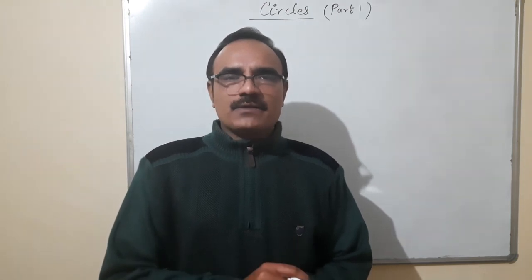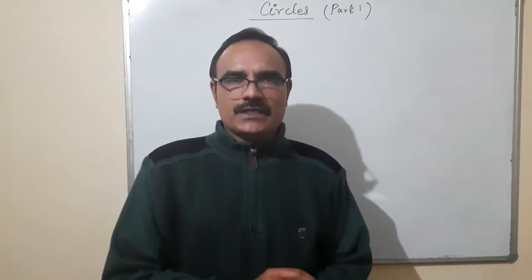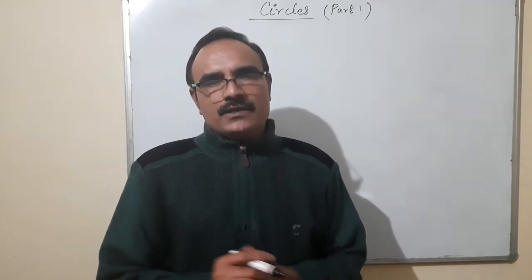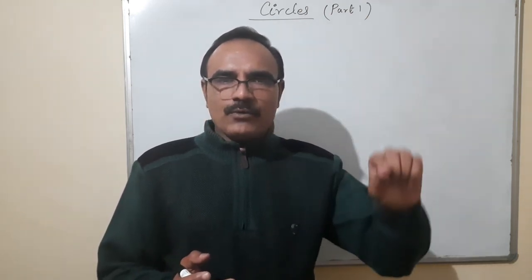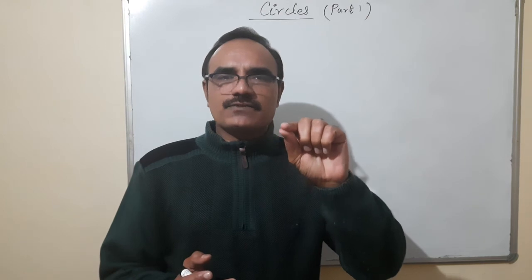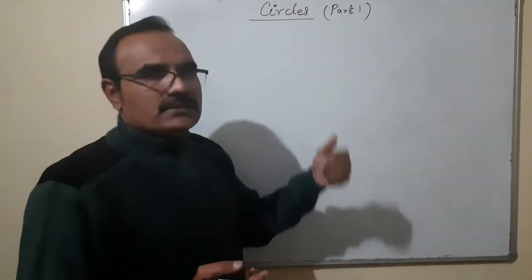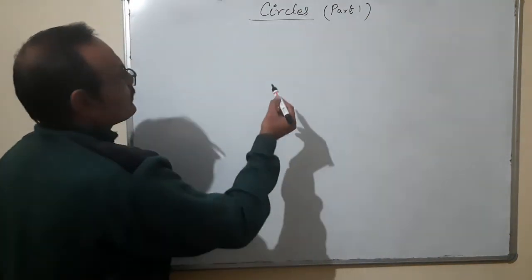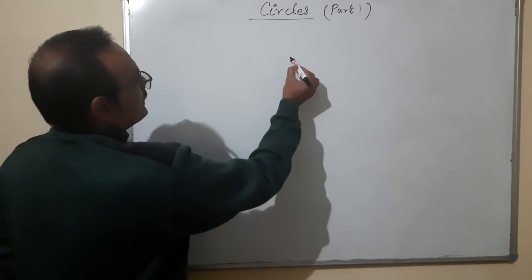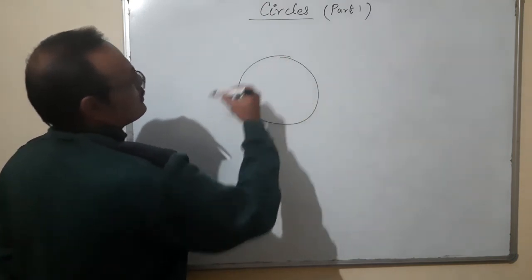The distance between the center of the circle and any point on the circumference of the circle is called the radius. So what is the definition? It is a locus of a point which moves such that its distance from a fixed point is constant. That is the standard definition of a circle. Here in class 10th, let us discuss some terms.